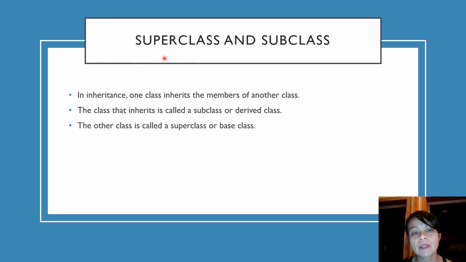So let's look at superclass and subclass. In inheritance, one class inherits the members of another class. The class that inherits is called the subclass or derived class. The other class at the top is called the superclass or the base class. This is the one that has all the shared members, and the subclass or derived classes are derived from this superclass.